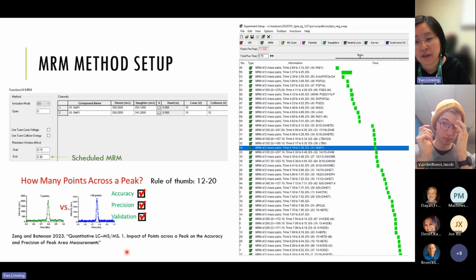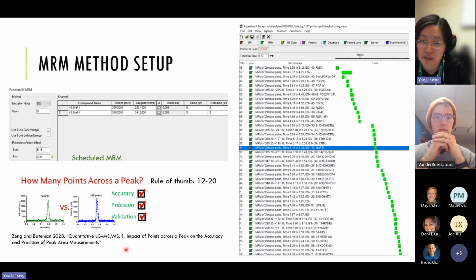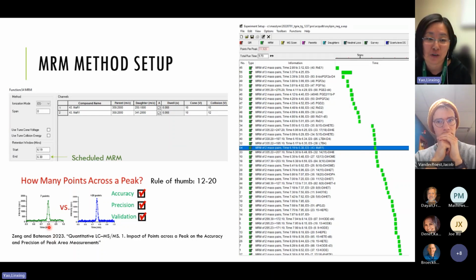When I prepared the slides, I came across a recently published paper. The authors found that when you have a really narrow peak, which can usually be achieved on UPLC, like the instrument we have, you can use as few as 7 points to get the same accuracy and precision as when you are using more than 20 points across a peak.